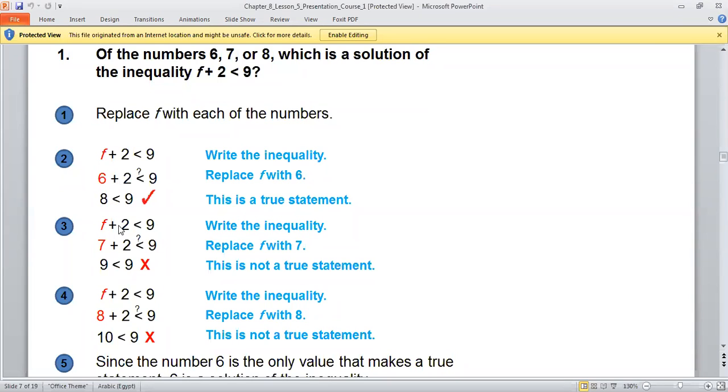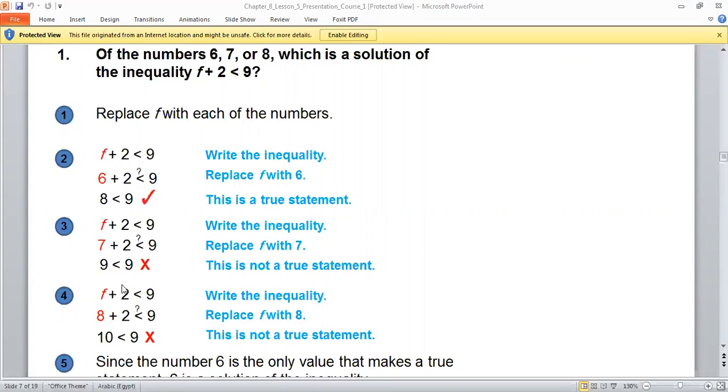We will have f plus 2 is less than 9. You have 7 plus 2 is less than 9? No, it's 9. So this statement is not true. Why? Because 9 is equal to 9, not less than.